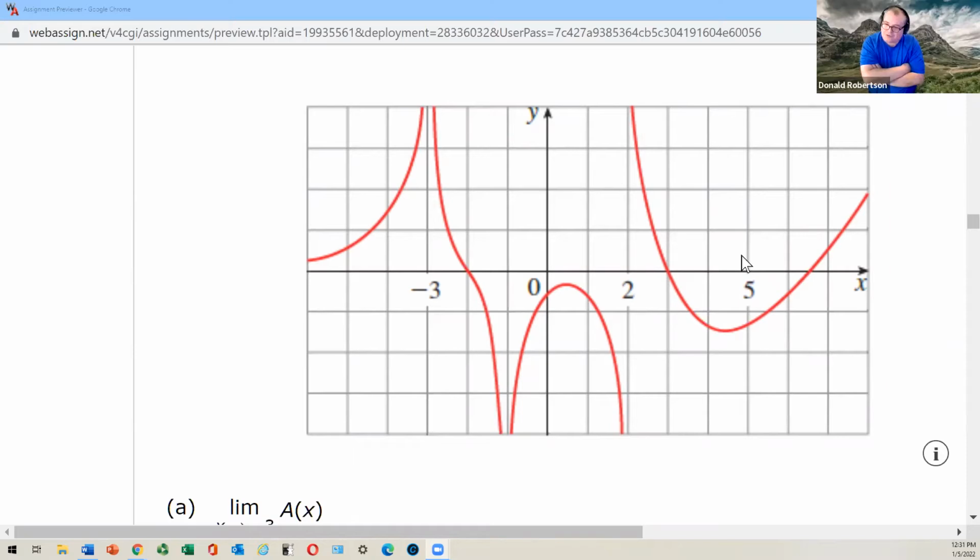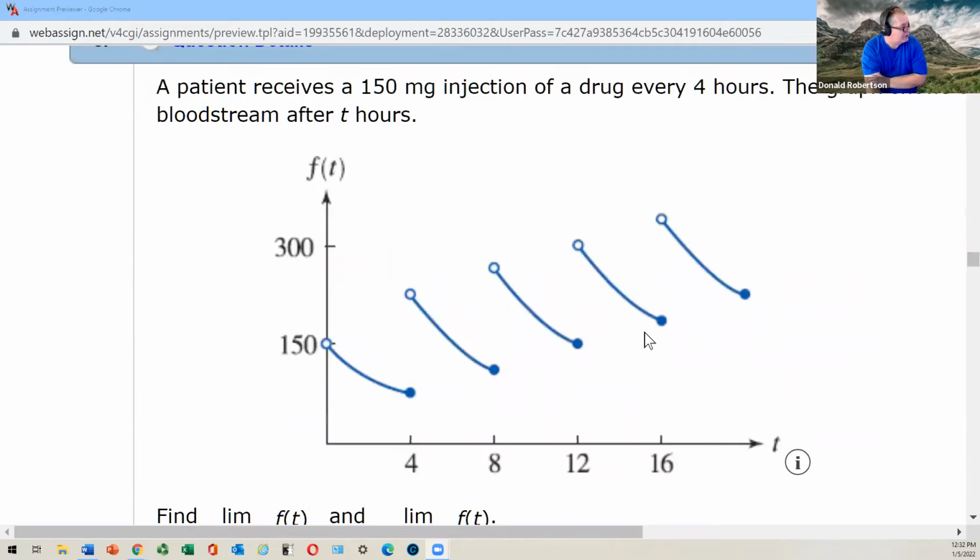Are we getting more comfortable about left, right, and overall now? Right, if I give you a picture, can you imagine what a left limit might be, a right limit? This one happens to be with vertical asymptotes, which is kind of nice.